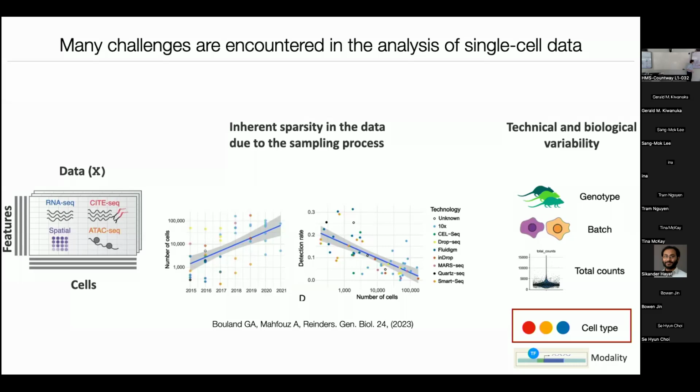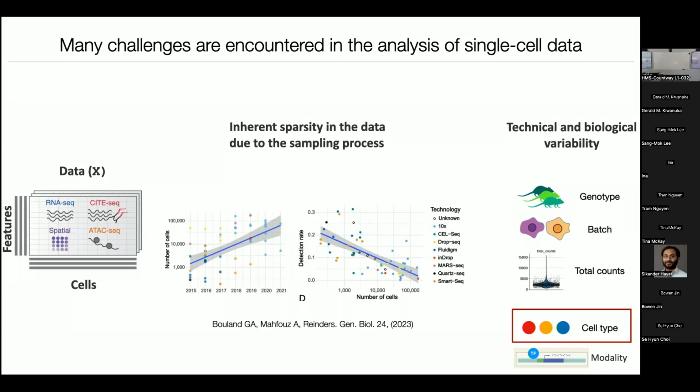And this imposes conditions or requirements on the computational algorithms that need to analyze this data. On the one hand, they need to be scalable. They need to be able to process millions of observations. And on the other one, they have to be able to deal with sparsity or reconstruct the underlying biological variability from this sparse data. But sparsity and scalability are not the only problems.